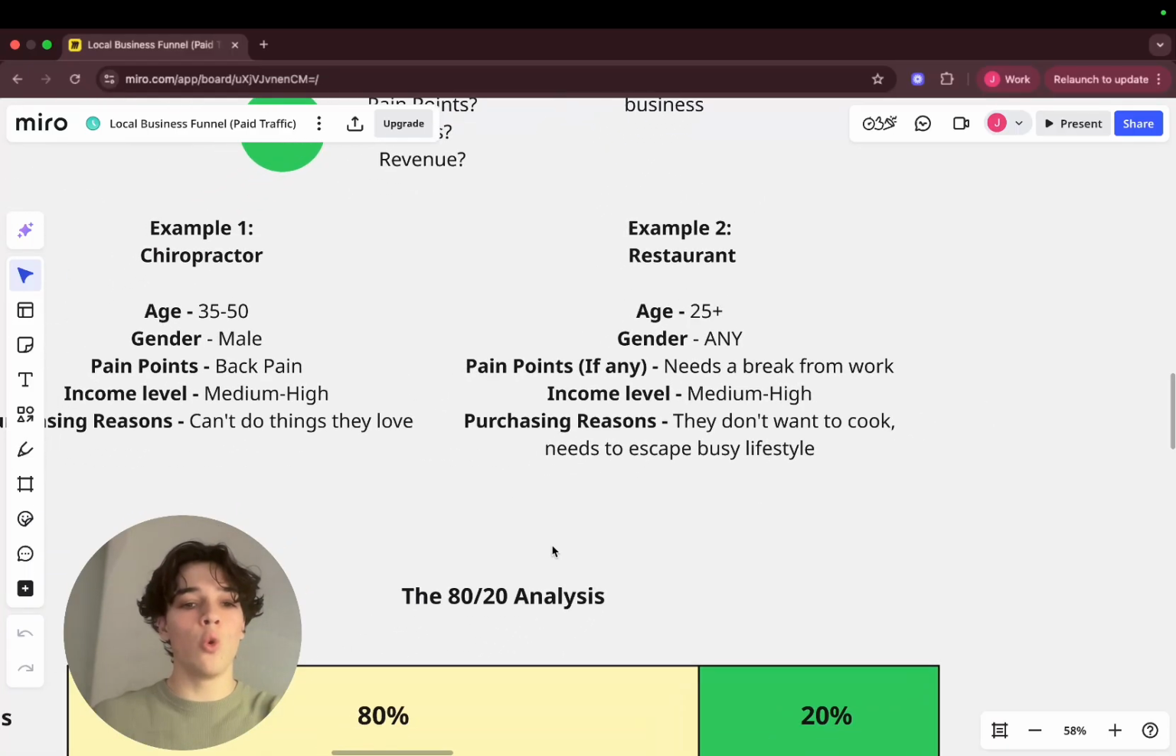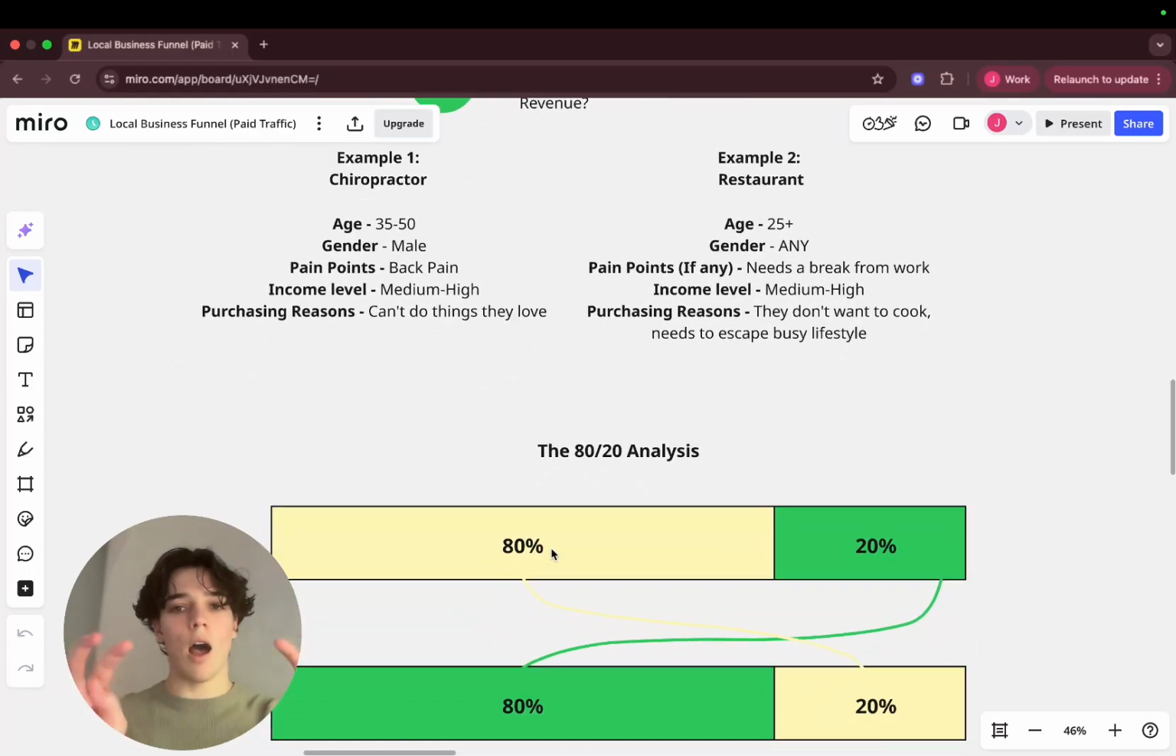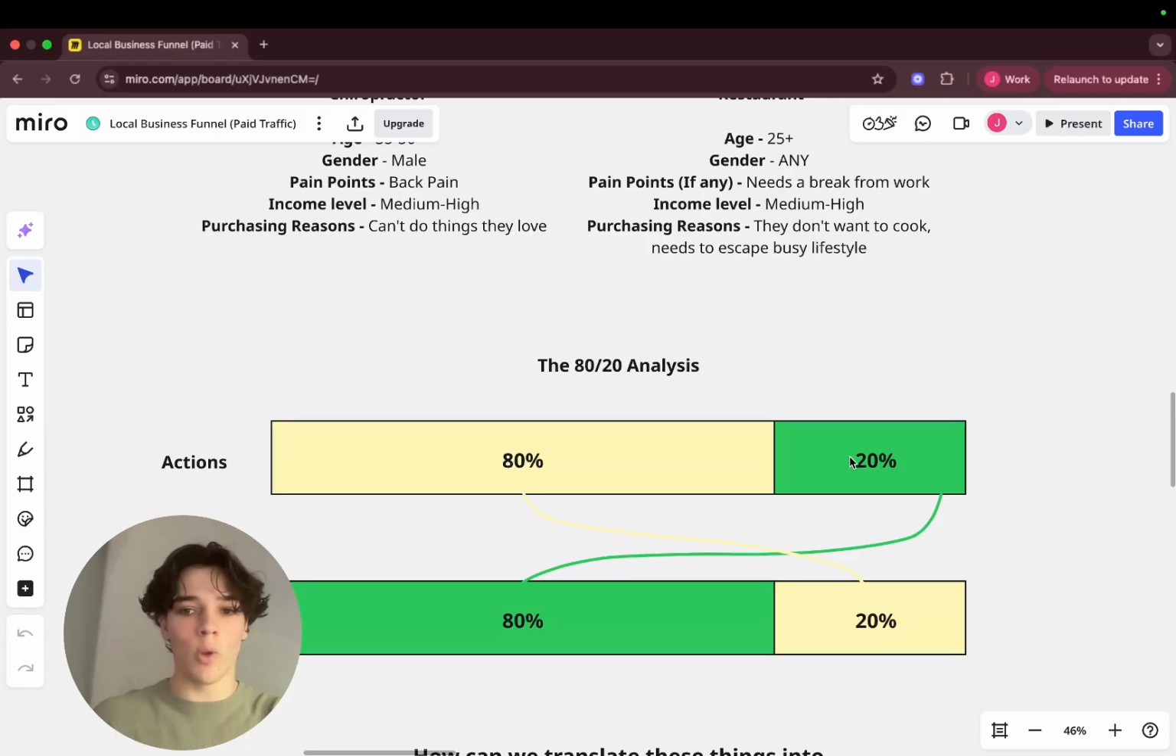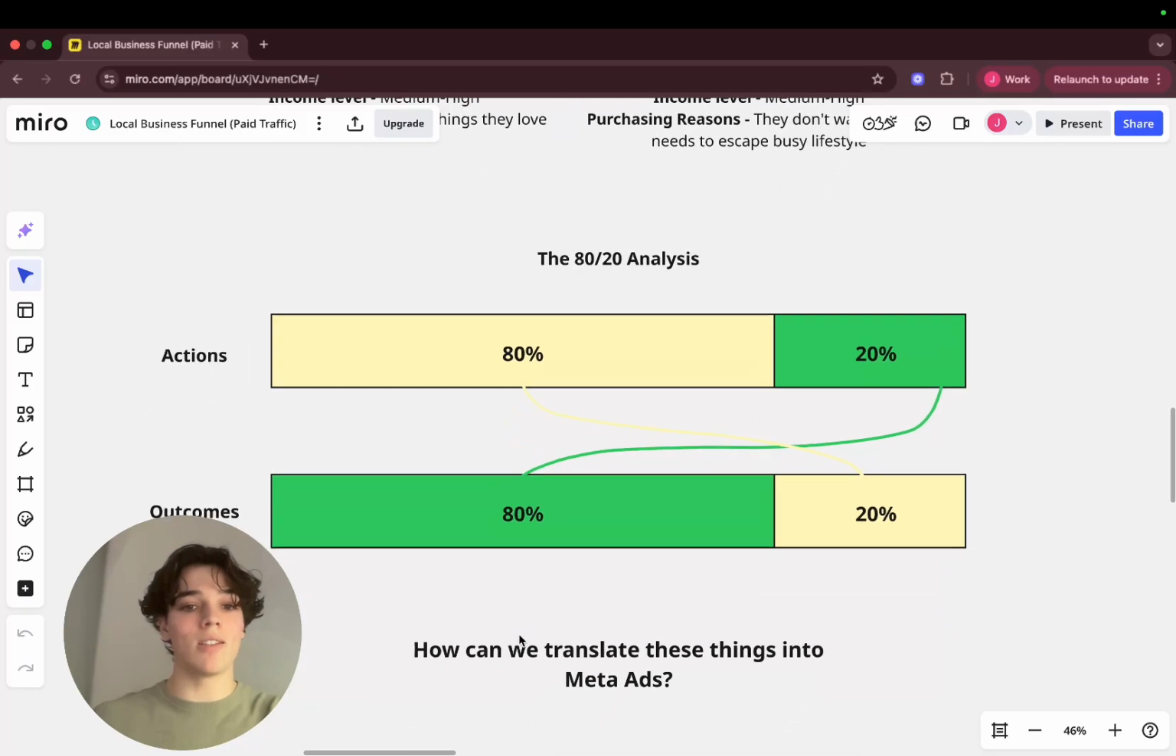Now, to find out who exactly this ideal customer is, you need to do something that's called an 80-20 analysis. Basically, what this says is 20% of your actions lead to 80% of your outcomes, or 20% of your customers lead to 80% of your revenue. Now, this might not be exact, but if you do an analysis, you will see that it makes up something similar to this in all things around life. So 20% of the things you do throughout the day probably generate 80% of the outcomes that you get in life.